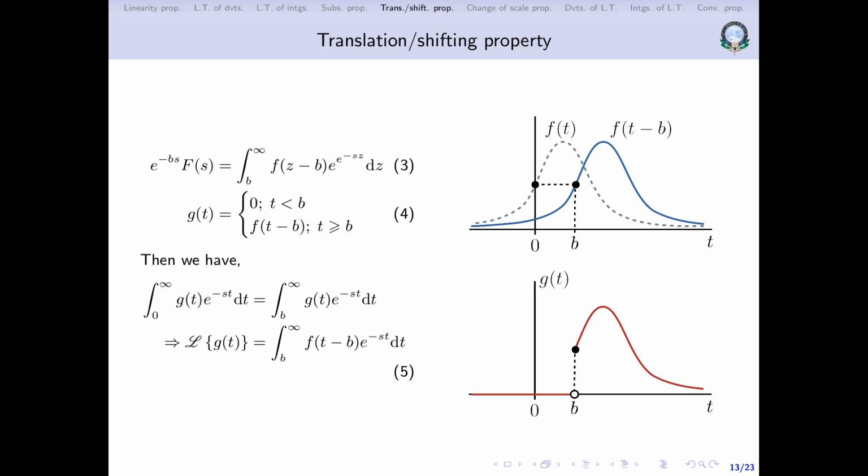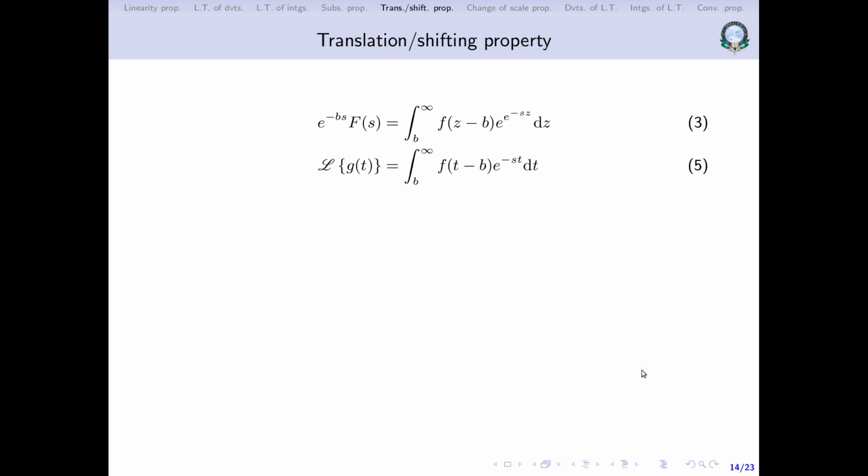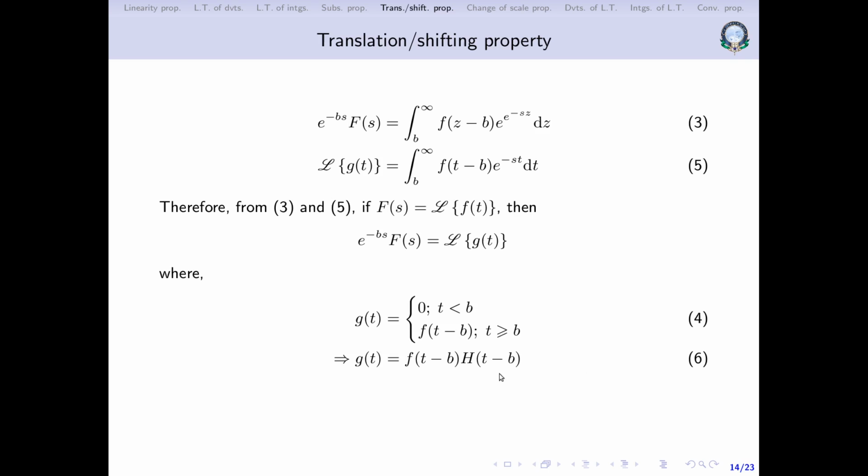A Heaviside step function is useful when you want to represent such discontinuous functions. So this function g of t can be represented using the Heaviside step function. I'll leave this to you to verify. Just find out what h of t minus b is, and draw its diagram. You already have the diagram of f of t minus b. Just multiply these two, and you will find that it gives us g of t.